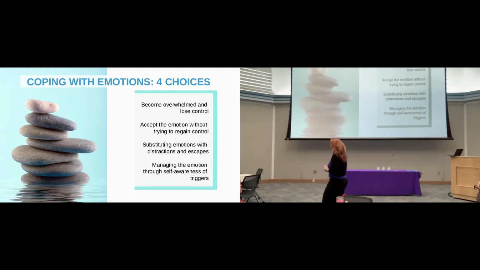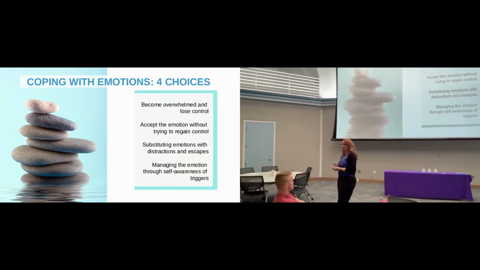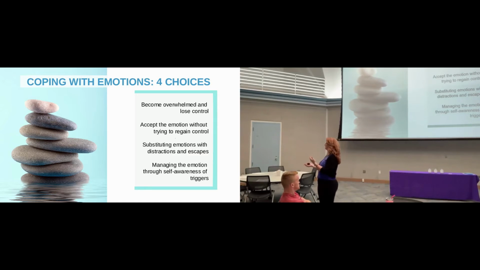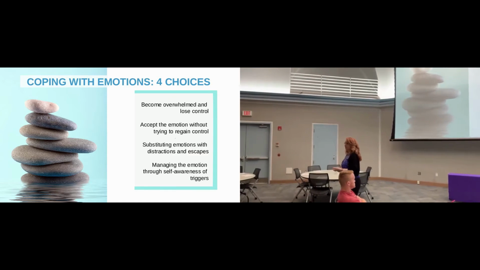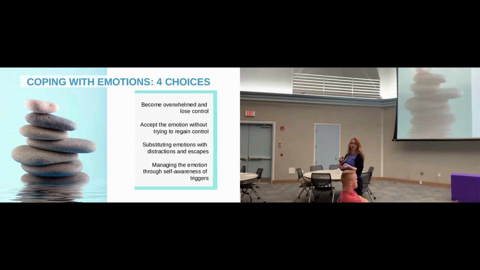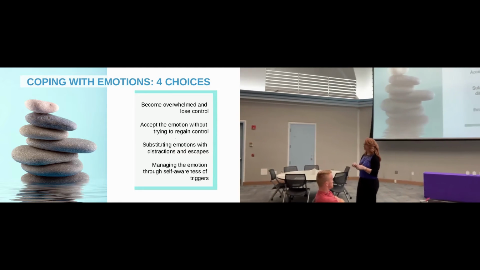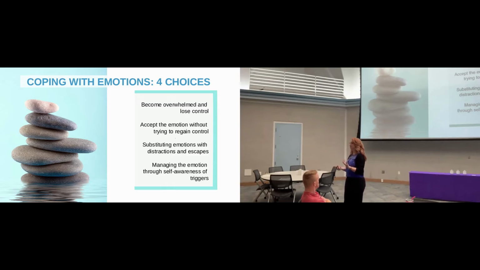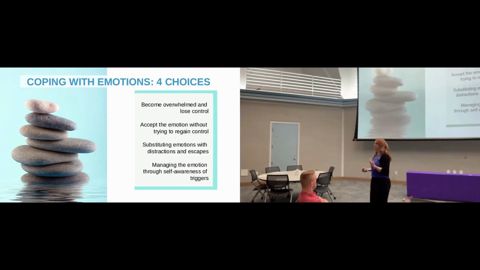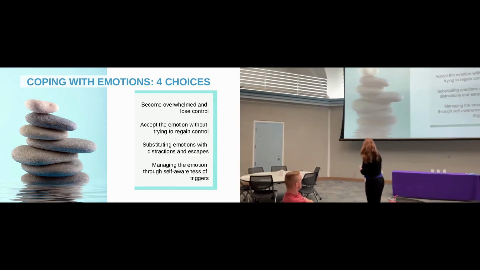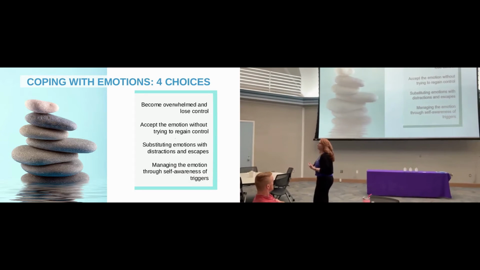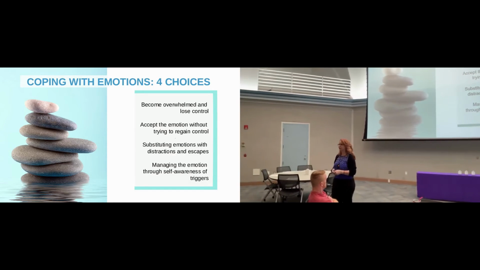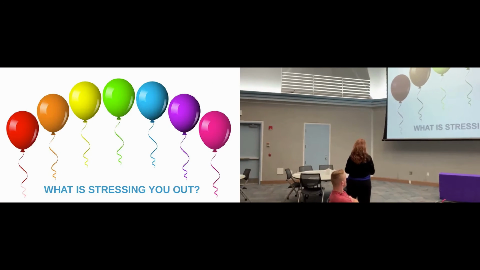Number 3, substitute emotions with distractions and escapes, which is what most of American society is based on. So that is food, porn, alcohol, drugs, video games, workaholism. All of that is purely just an escape to deal with uncomfortable emotions. And then you're not really dealing with the underlying emotions. The 4th option is to actually manage it by being aware of what the triggers are. There's only one right answer if you want a healthy response, and that's actually managing the triggers.